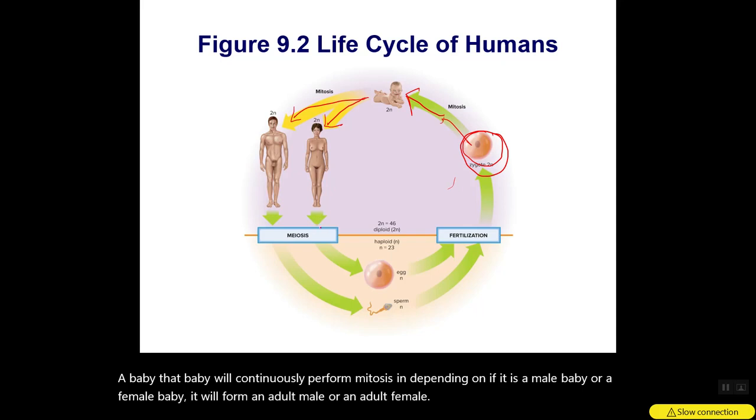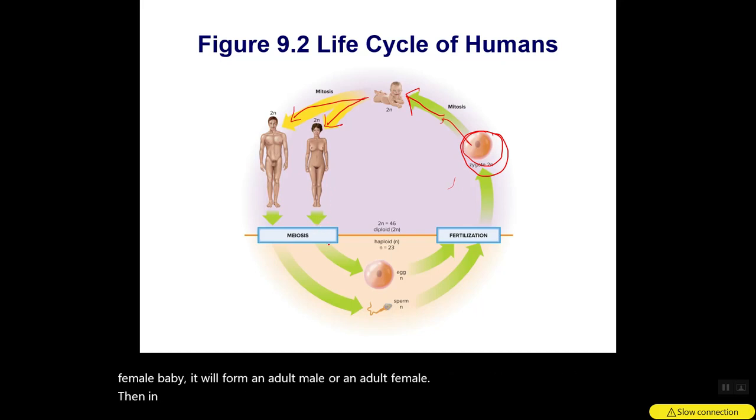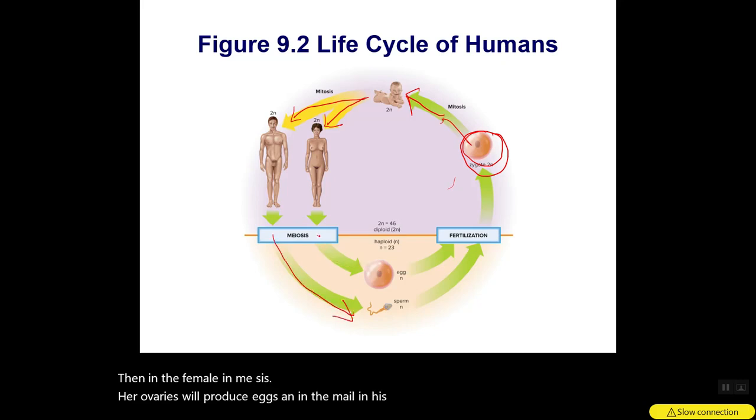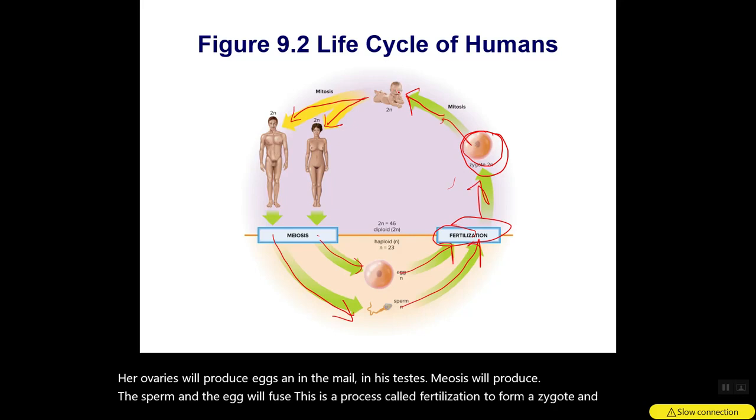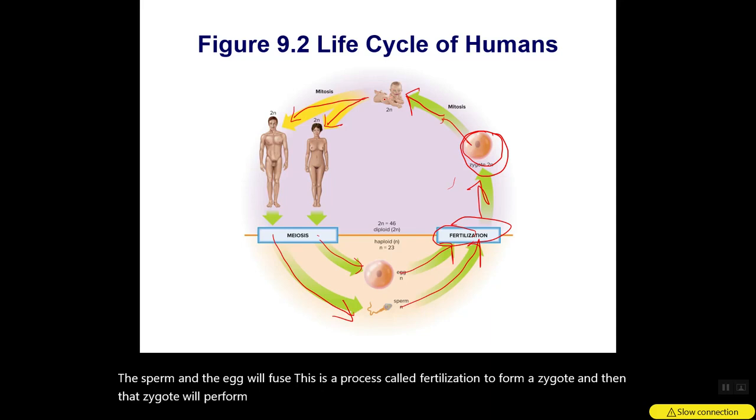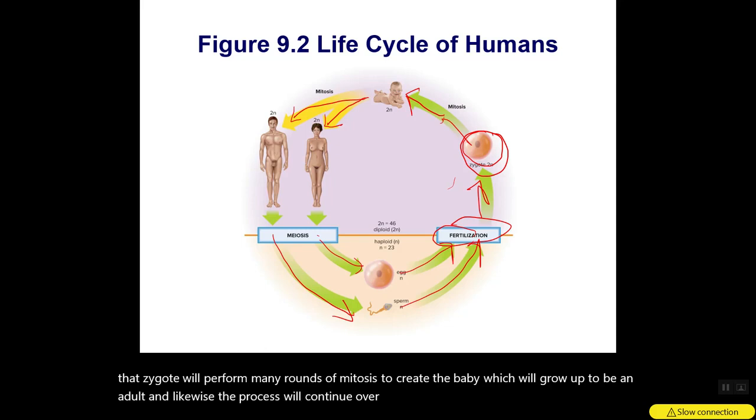Okay, then in the female, in meiosis, her ovaries will produce eggs. And in the male, in his testes, meiosis will produce sperm. The sperm and the egg will fuse. This is a process called fertilization to form a zygote. And then that zygote will perform many rounds of mitosis to create the baby, which will grow up to be an adult. And likewise, the process will continue over and over again, over many generations.